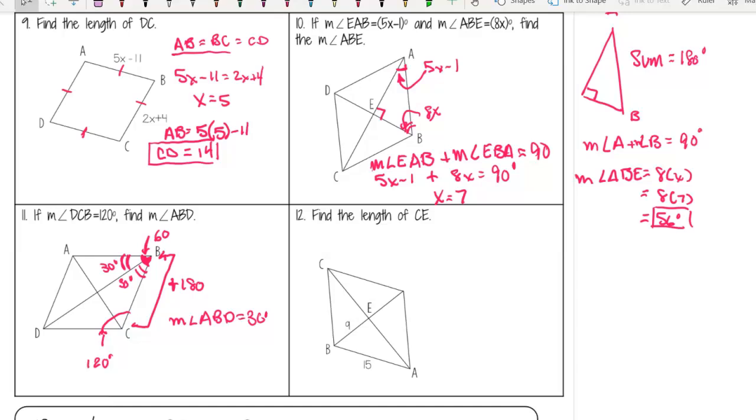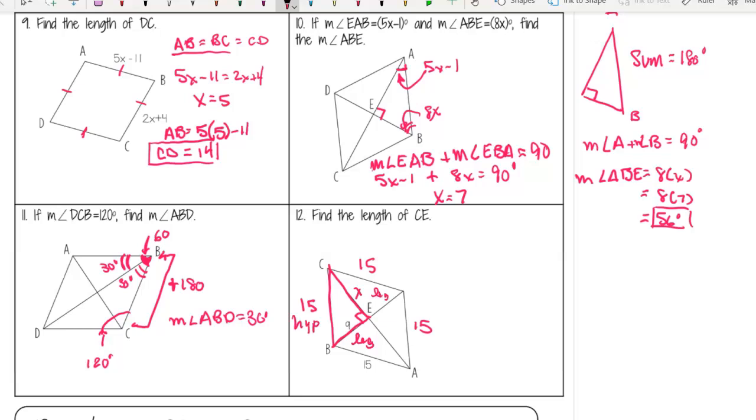Okay, this one, the length of CE. Since all the sides are the same, I know this is 15, and I know this is 15, and I know this is 15. I also know that diagonals cross at 90 degrees, so it creates 4 right triangles. So this right here is the leg. I'm going to call this X. This is a leg. And this is 15.